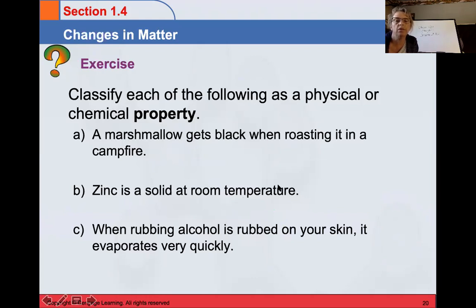Zinc is a solid at room temperature. Is this a physical or a chemical property? And when rubbing alcohol is rubbed on your skin, it evaporates. Is this a physical or a chemical property?